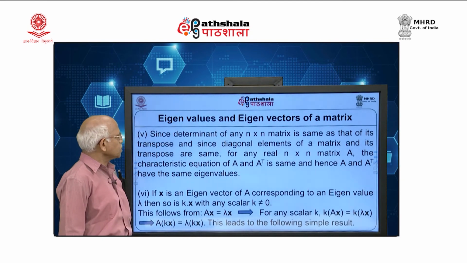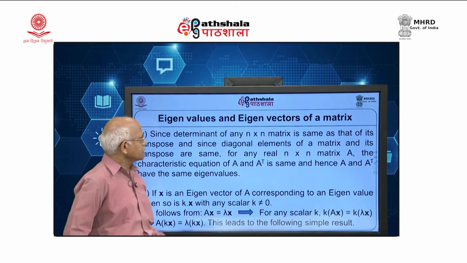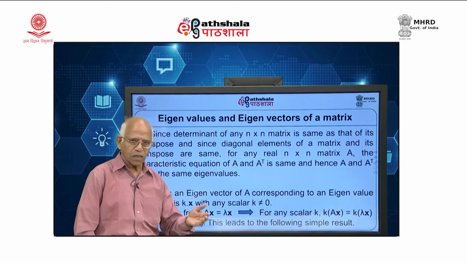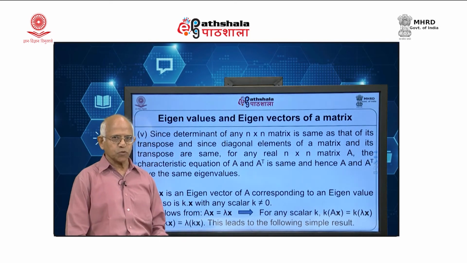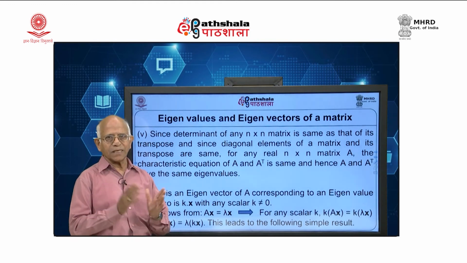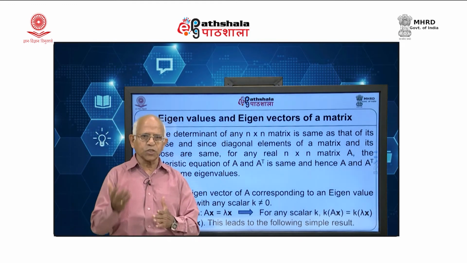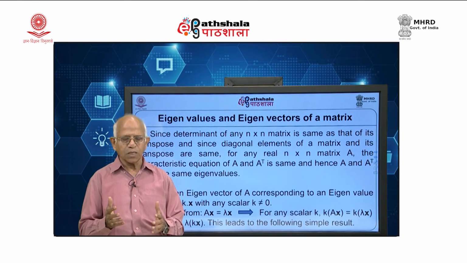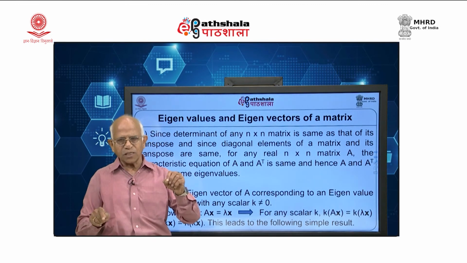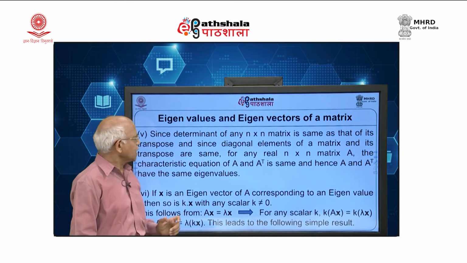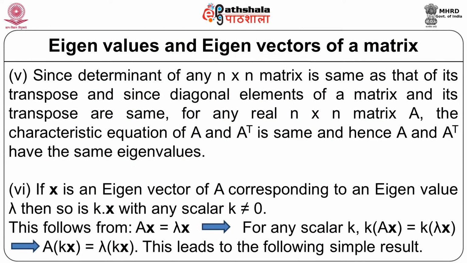So, since the determinant of any n cross n matrix is the same as that of its transpose A transpose, and when you take the transpose, you are changing rows into columns and columns into rows. In the process the diagonal elements remain unchanged, and therefore the characteristic equations of A and A transpose are bound to be the same, and hence A and A transpose will have the same eigenvalues. Now, this fact is very simple, which can be verified easily.